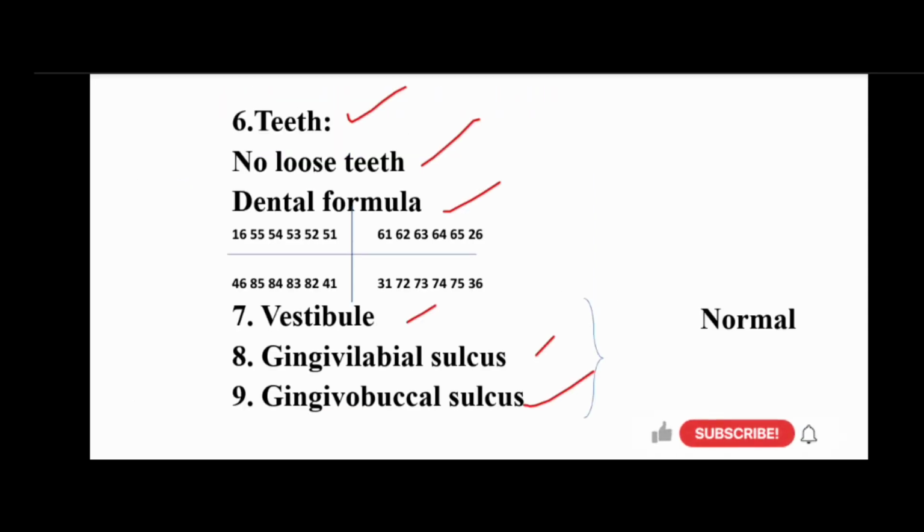Then teeth: no loose teeth. The dental formula is not much needed. The vestibule, gingivolabial sulcus, and gingivobuccal sulcus are normal. Teeth and dental formula are not important. The main thing is the vestibule, and the gingivolabial sulcus and gingivobuccal sulcus are normal.